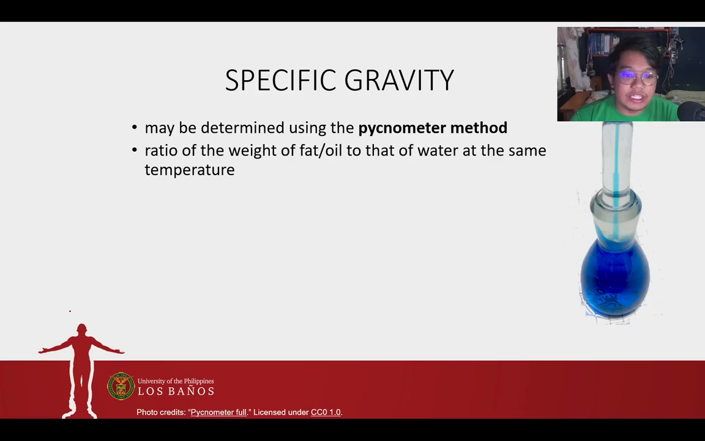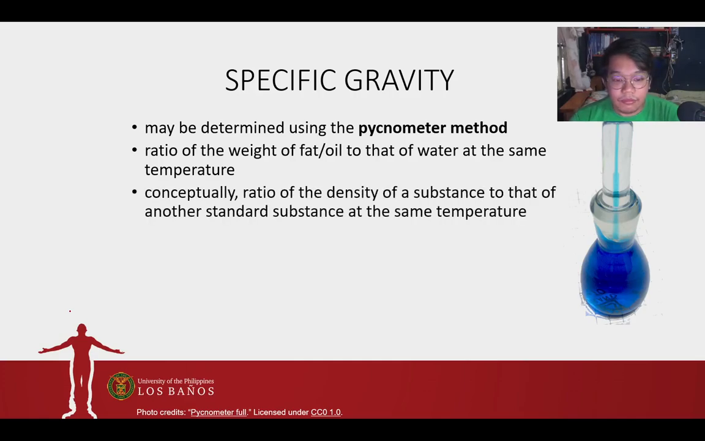What we do is we get the ratio of the weight of the fat and oil to that of water at the same temperature. So, if the working temperature sa lab ay 25 degrees Celsius, dapat kunin natin yung weight of fats or oil at 25 degrees Celsius as well as the weight of water at the same temperature, which is 25 degrees Celsius. So conceptually, it is the ratio of the density of a substance to that of another standard substance at the same temperature. Yung standard substance na ginagamit natin ay water.